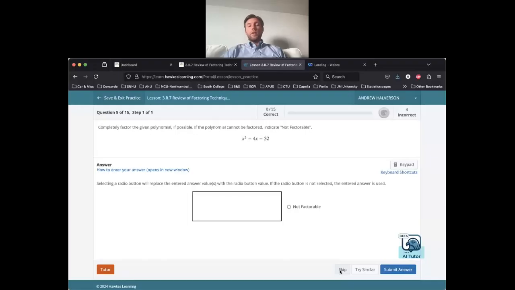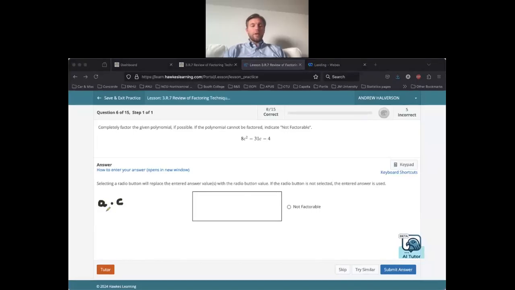So this is another trinomial, just like we did in the prior one. Look for the factors of negative 32 that add to give you negative 4. So this one is the more traditional AC method. So let's do the AC method. Let's do it right here. Let's do A times C.